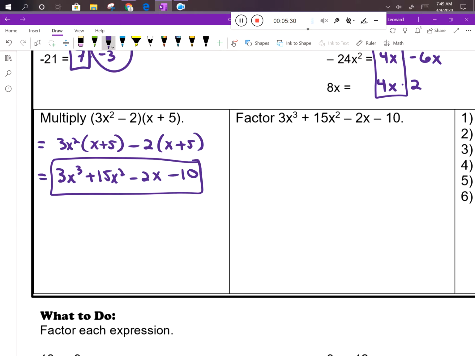Now, if you notice, that's the same problem that I'm asking you to factor in the next column. So we already know that the answer is going to be that multiplication problem. The question is, how do we get there? This process of factoring a big polynomial like this can be a little bit more involved. It's not just factoring out a GCF. In fact, if you look at 3x cubed, 15x squared, negative 2x, and negative 10, there aren't any GCFs for those 4 terms. So I can't factor out a GCF. It's a bigger type of factorization.